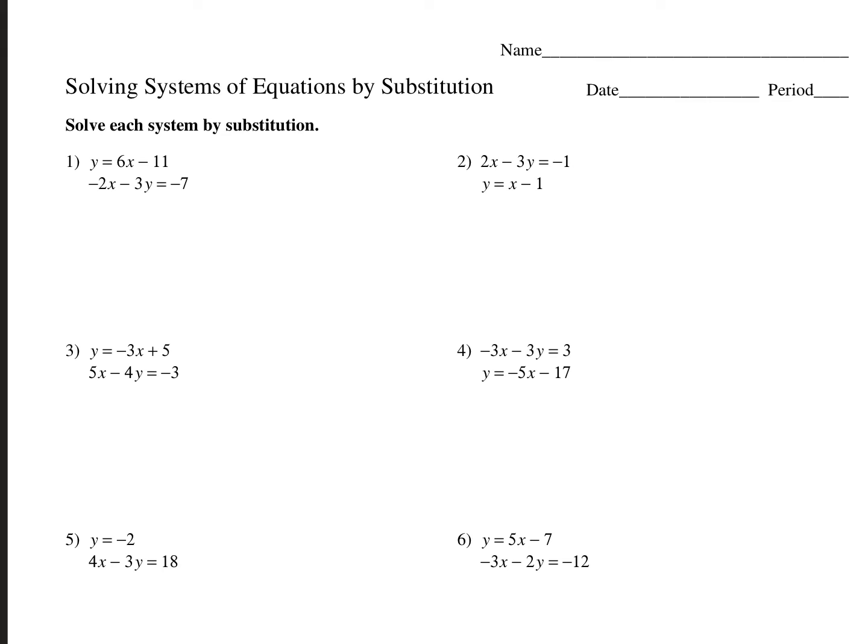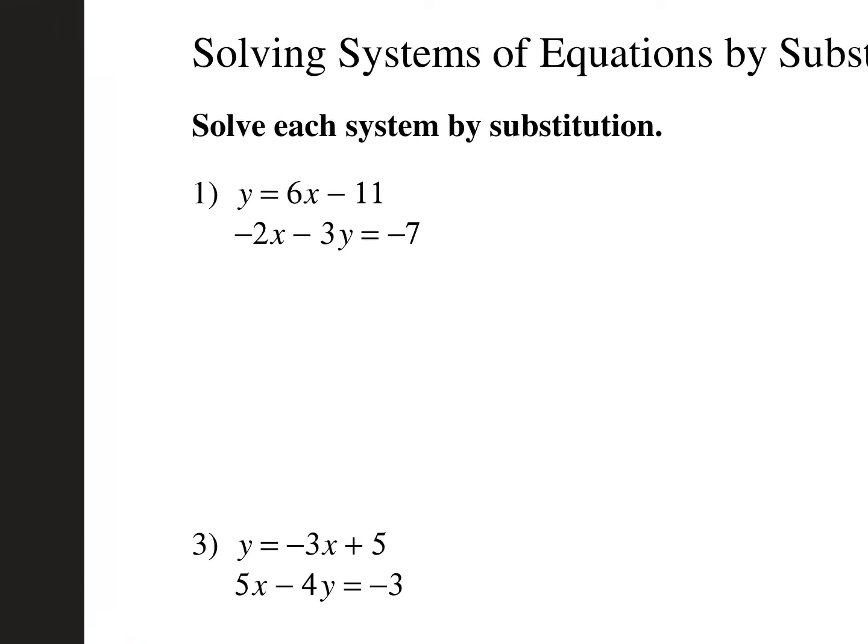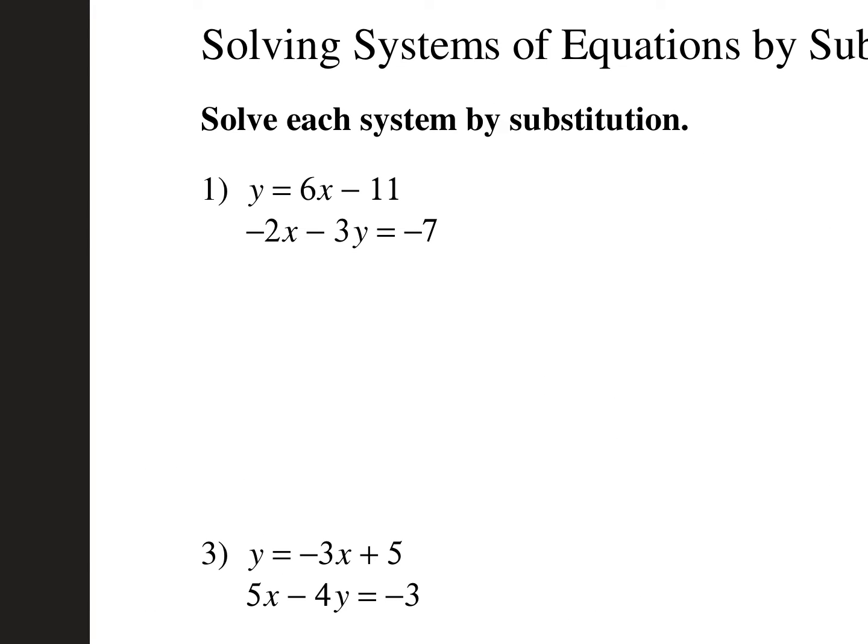So for example, number 1, it gives you y is equal to 6x minus 11, as well as negative 2x minus 3y is equal to negative 7. Because this one has your y is equal to that 6x minus 11, you're going to plug that expression in for y in the negative 2x minus 3y is equal to negative 7. So this is going to give us negative 2x minus 3 times 6x minus 11 is equal to negative 7.